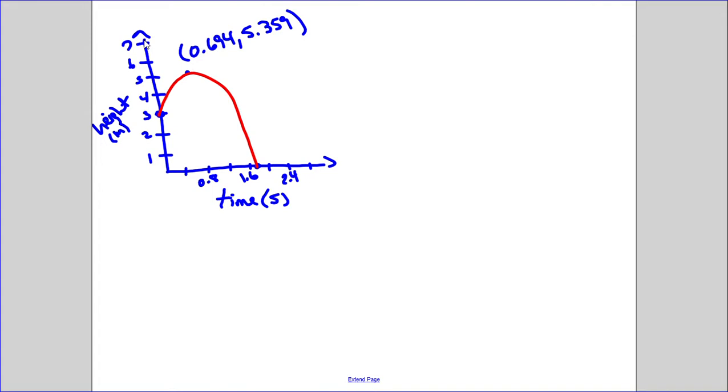The B question then says, what does the Y-intercept represent? So in this case, the Y-intercept right here tells me the initial height of the diver.